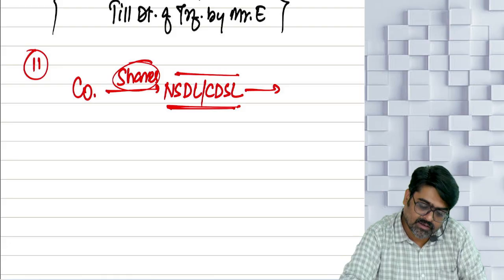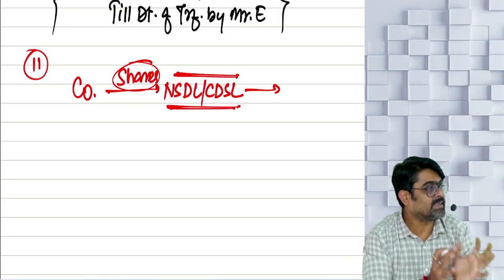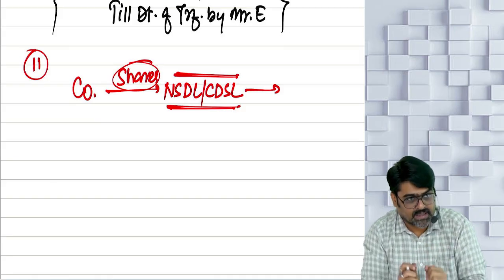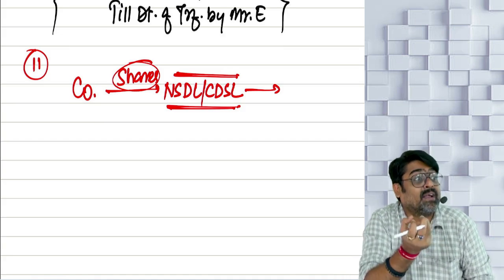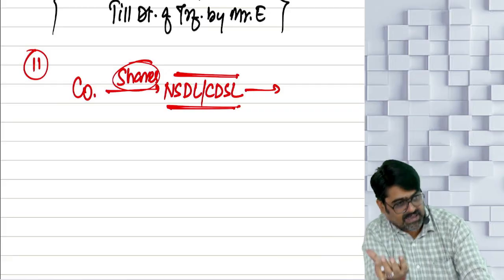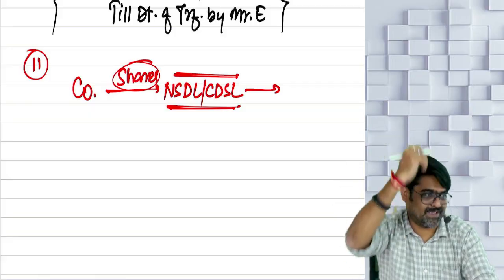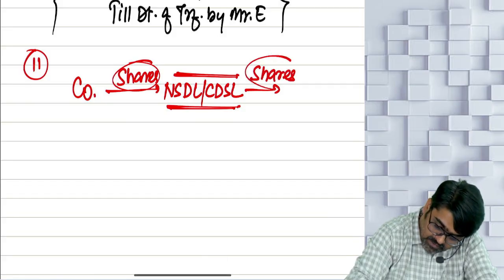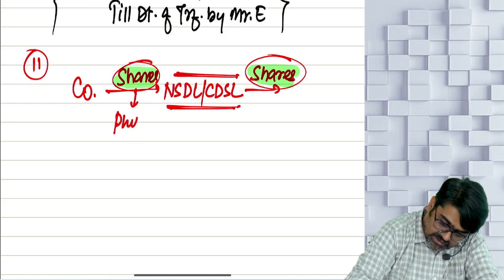So NSDL, CDSL is a depository which keeps the shares with themselves, and those shares which are with the NSDL, CDSL will be converted into electronic form, meaning dematerialized form. The shares which are held physically are converted into dematerialized form. Those shares will be traded in the market, stock exchange. So now these shares which are with the NSDL, CDSL, same shares, green color. These shares are physical shares.